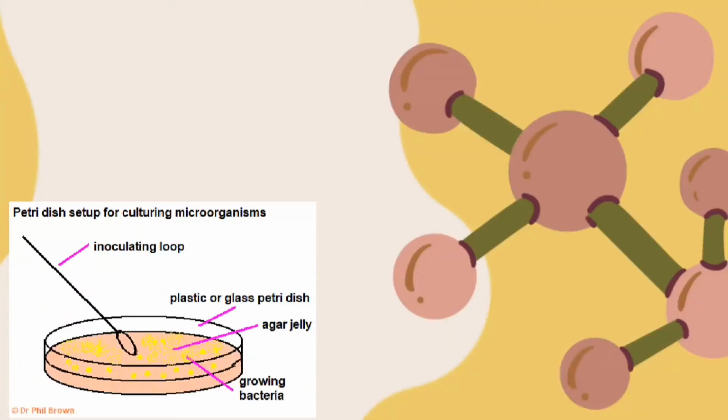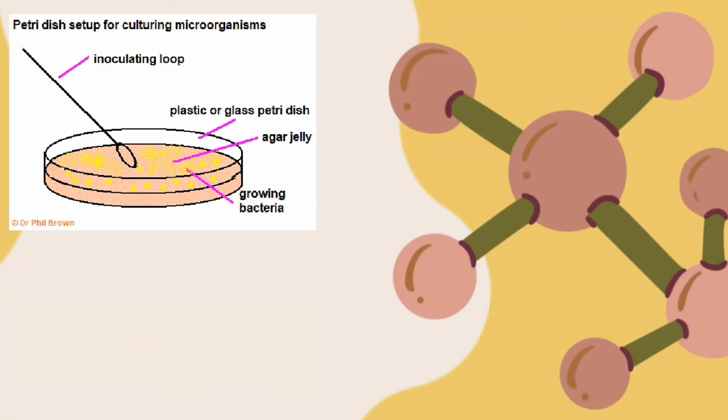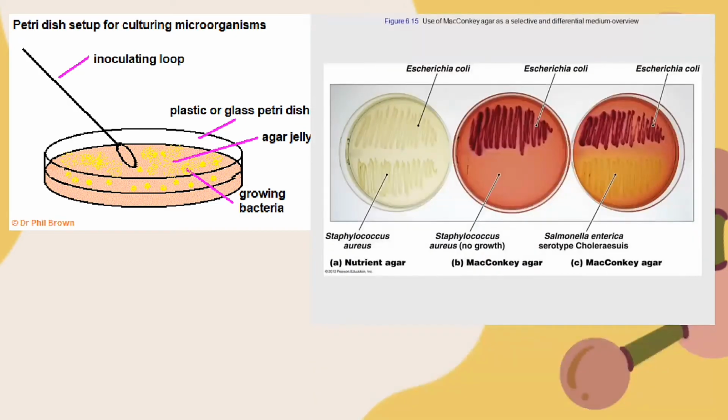Now, what are the instruments required for culturing? We need the petri dish, we need our inoculating loop, we need our agar jelly. All these are required in culturing. We also need our microscope, we need slides, we need a hand lens, we need inoculating needles. This picture is now explaining the culturing of a microorganism.